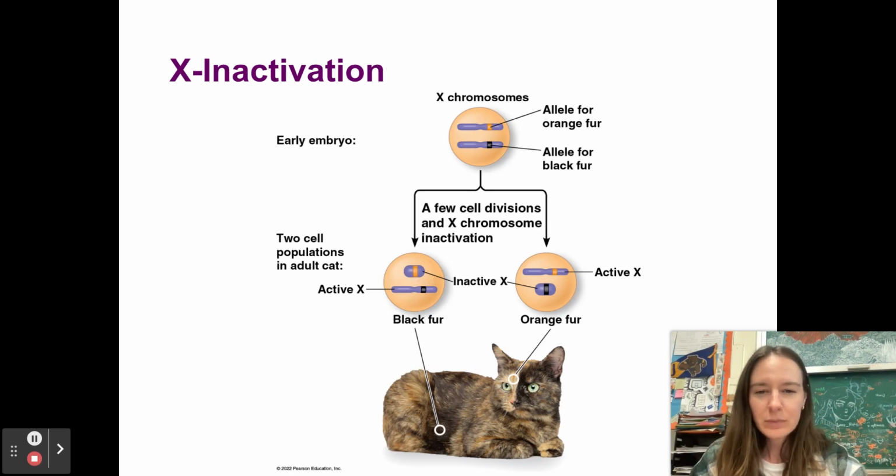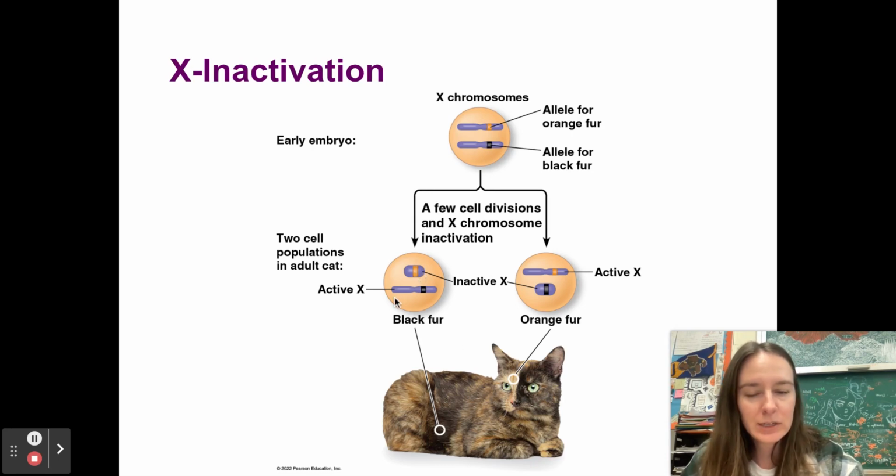Now, after a few cell divisions, some of the cells will actually inactivate one of their X chromosomes. In this case, we're going to turn off the X chromosome that has the orange fur allele. And so only the black fur is going to be activated in this cell, and all the cells here are only going to have the instructions for making black fur. So wherever you see black fur, that's because the cells that make that fur only have the black allele active.